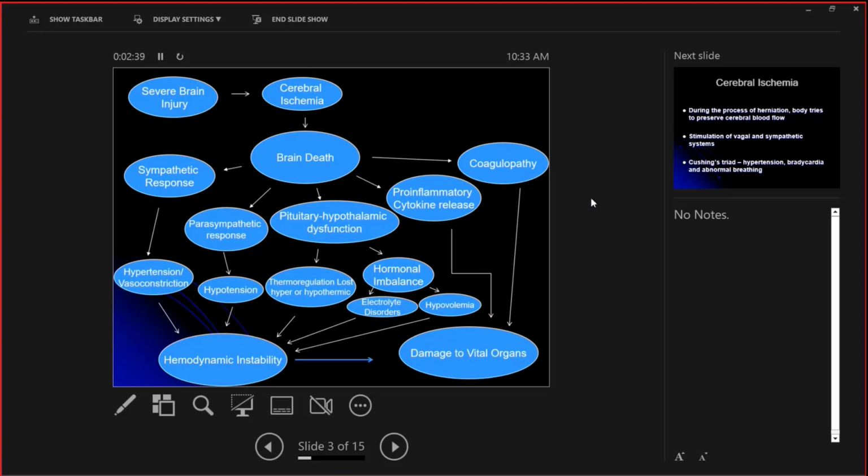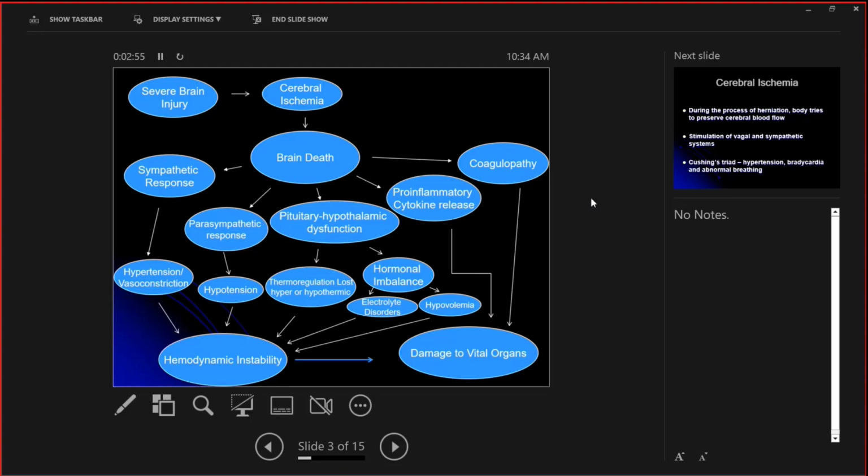Anyway, so you go from severe brain injury to cerebral ischemia, and from there you go on to brain death in the worst case scenario. Obviously, we'd rather people not go on to brain death, except that we need to have organs, and sometimes it's okay.